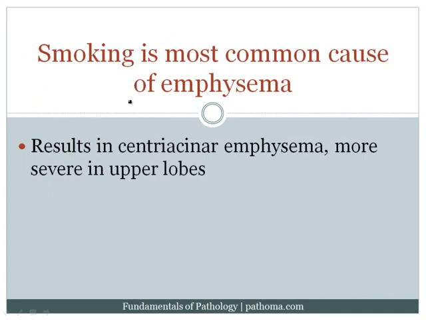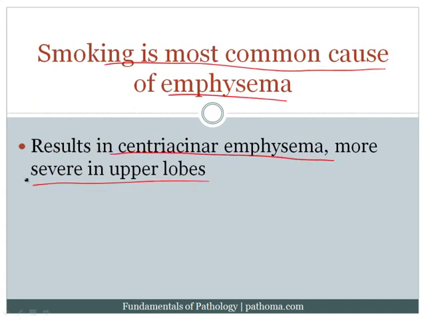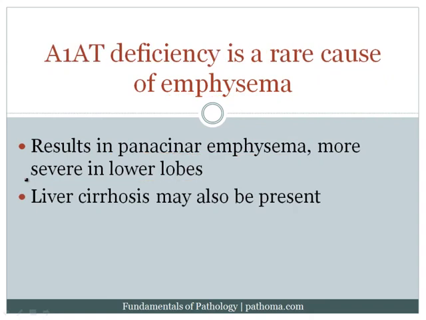I say that smoking is the most common cause of emphysema. It results in centriacinar emphysema that is more severe in the upper lobes. Then I say in your text that alpha-1 antitrypsin deficiency is a rare cause of emphysema. It results in panacinar emphysema, more common in the lower lobes. Again, it's the opposite of smoking. We're going to see it more commonly in the lower lobes.